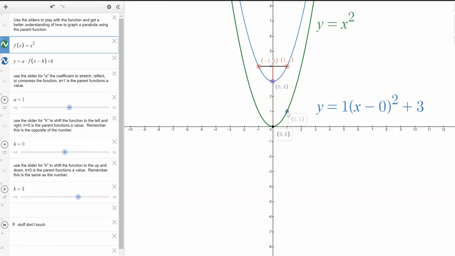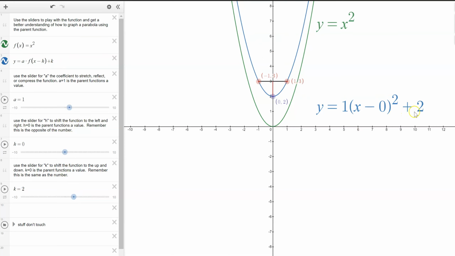So that means we're adding 3 to every single point. So our 1, 1 is now at 1, 4. And our negative 1, 1 is now at negative 1, 4. So you see all the points just add 3. So by putting a plus k at the end, it literally moves it up. But how we can use it is that k is the y coordinate for the vertex. So you can see my vertex is at 0, 2.